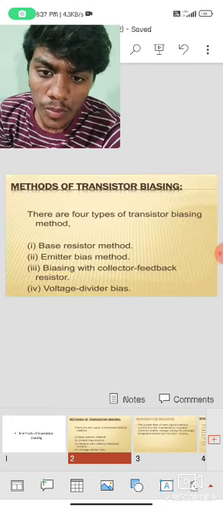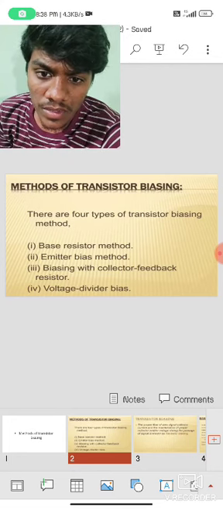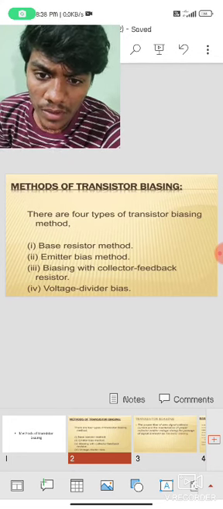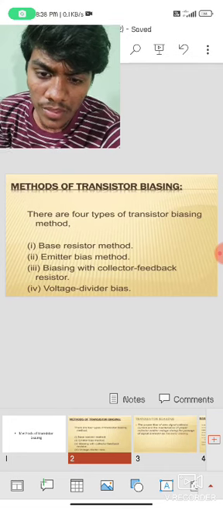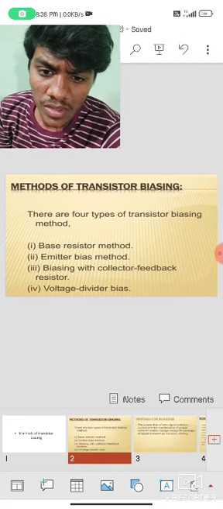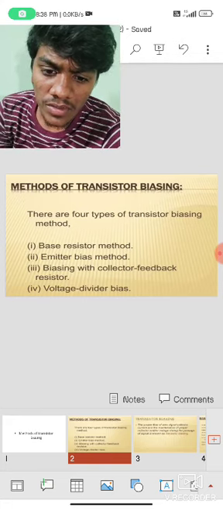Coming to the topic, methods of transistor biasing. There are four types of transistor biasing methods: the base resistor method, the emitter base method, biasing with collector feedback resistor, and voltage divider bias.